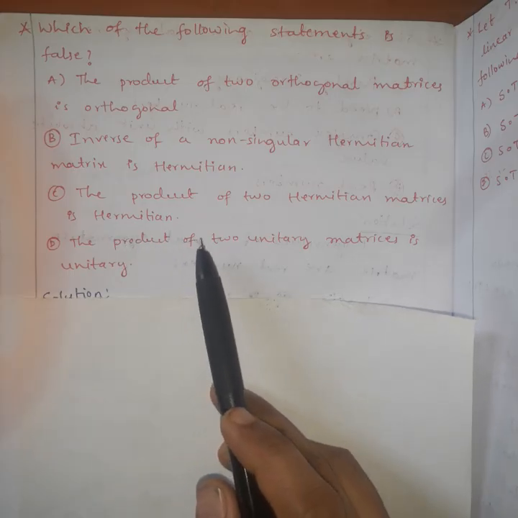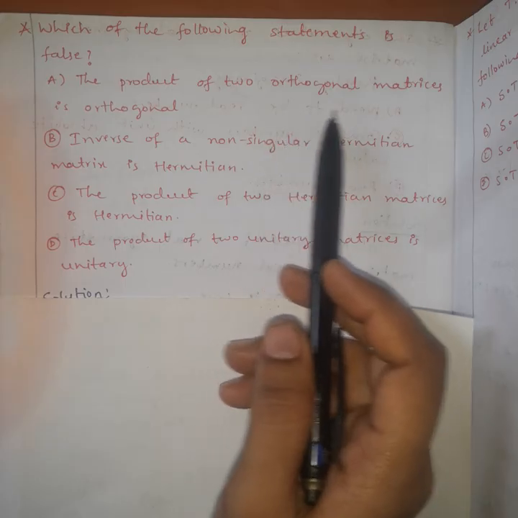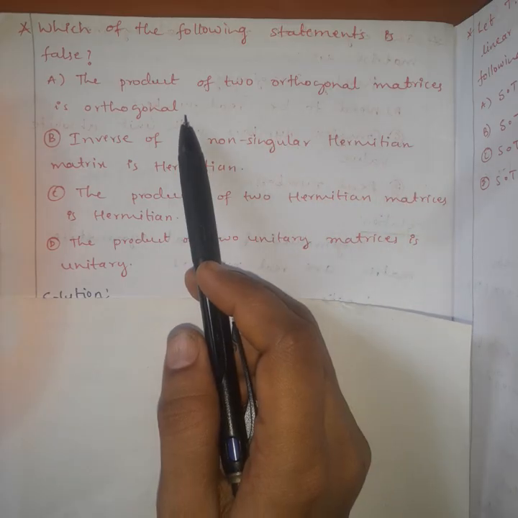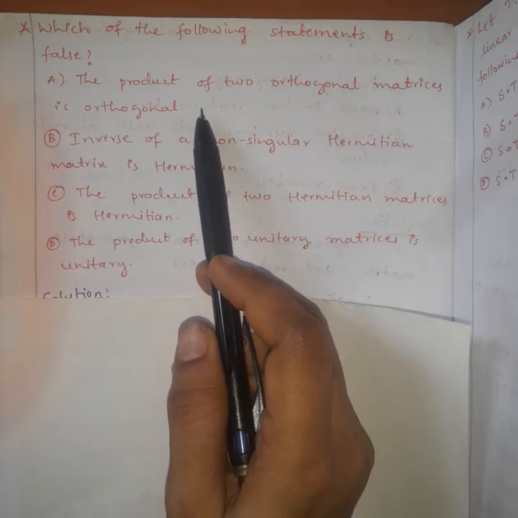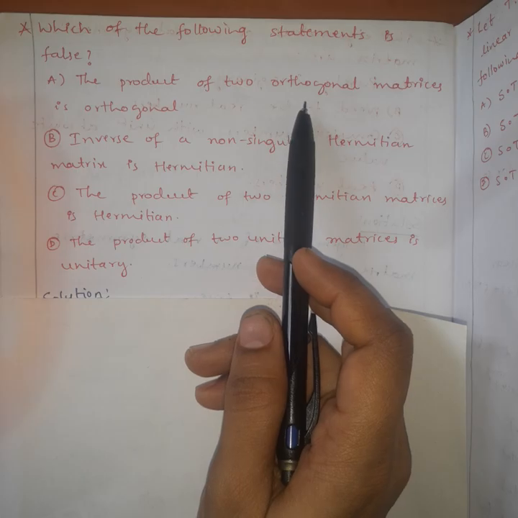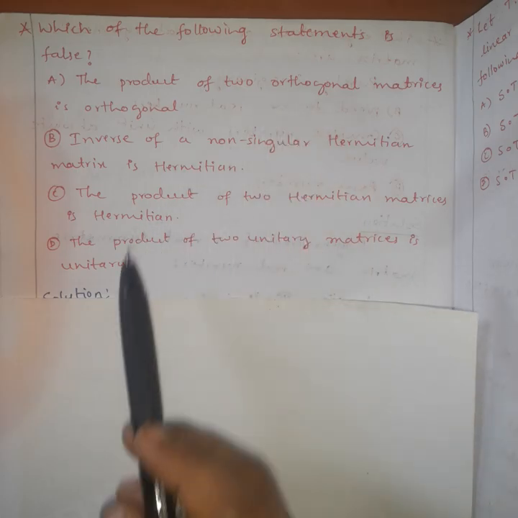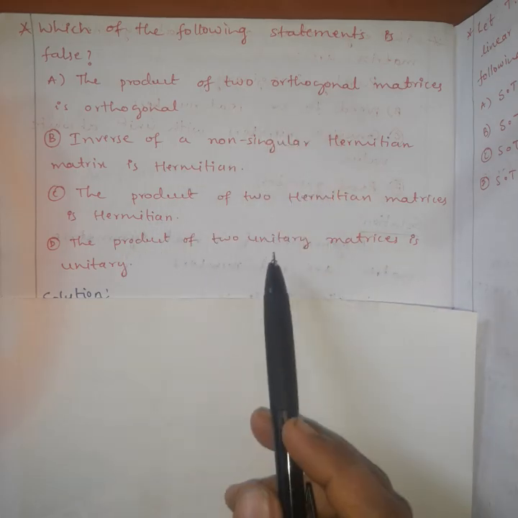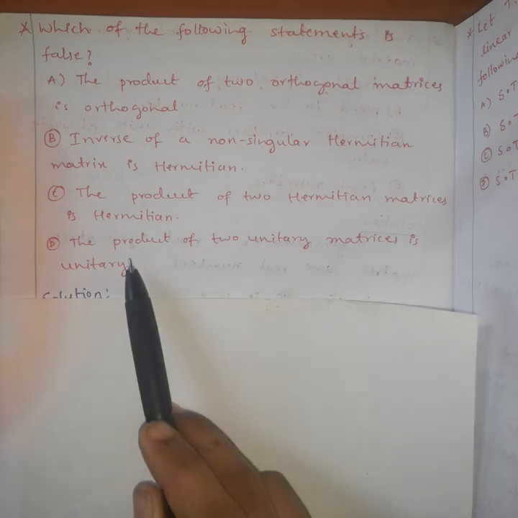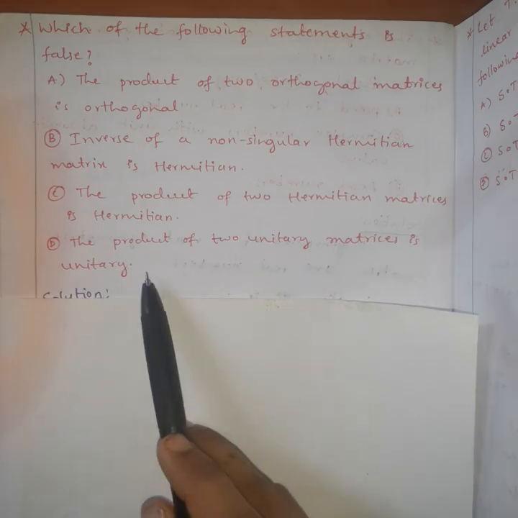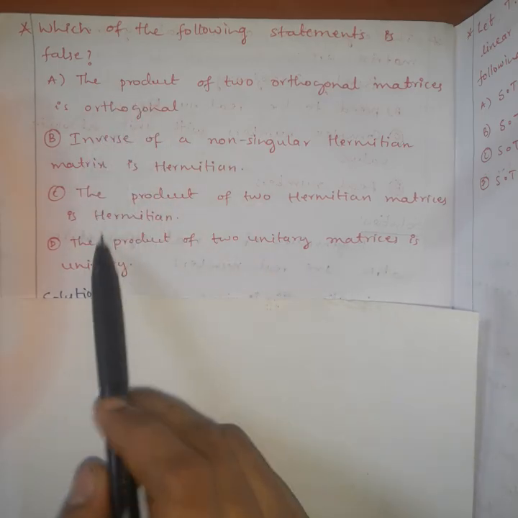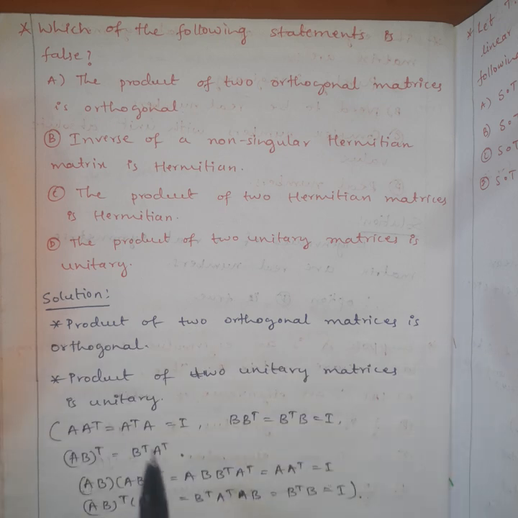Okay, see here, the product of two orthogonal matrices is orthogonal. This one is a true statement. Similarly, if the matrices are complex, then the orthogonal matrices are called unitary matrices. So the product of unitary matrices is also unitary. These both statements are true. If you want proof, let us see. Product of two orthogonal matrices is orthogonal. Product of two unitary matrices is unitary.